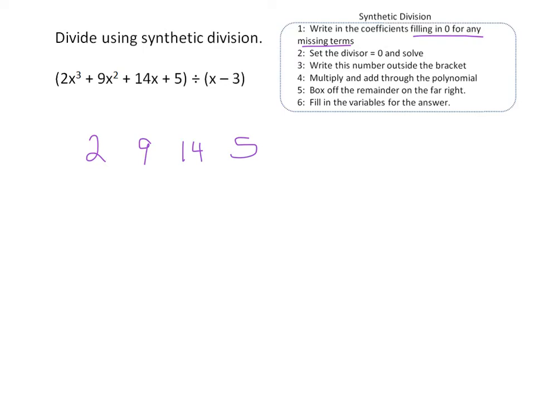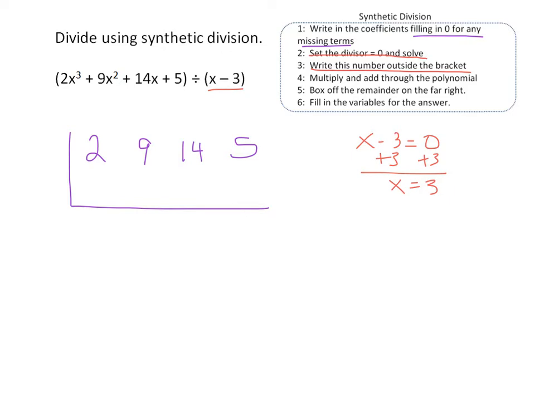Okay, so now we're going to set the divisor equal to 0 and solve. So this is the divisor. I'm going to take that divisor, x minus 3, set it equal to 0 and solve. So that means we're going to add 3 to both sides, and x equals 3. Now we're going to write this number outside of the bracket. We haven't drawn in the bracket yet. Here's the bracket. It's going to look something like this. And we're going to write that 3 outside of the bracket right there.